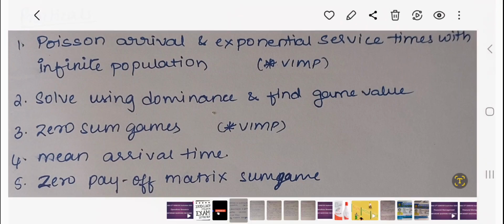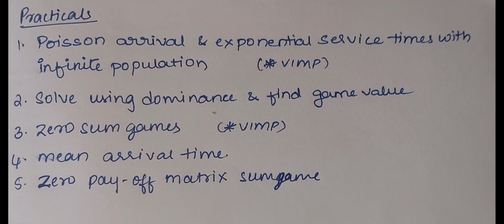And last come the practical questions of this chapter, which is Poisson arrival and exponential service times with the infinite problem. This is again a most important problem for this chapter. Solve using dominance and find game value. Zero sum games is again an important question, the most important question I would say. Mean arrival time and zero sum game payoff matrix. So payoff matrix, zero sum games, and Poisson arrival and exponential service are the most frequently asked and most important questions from the practical point of view of this chapter.